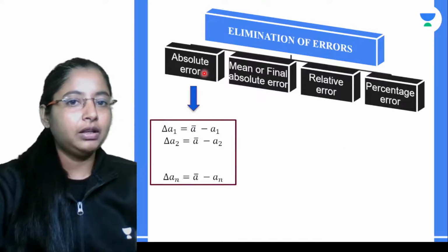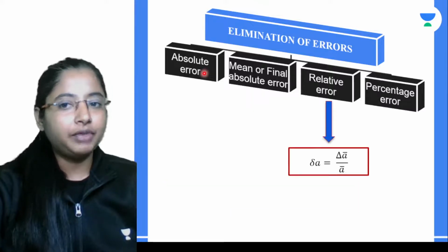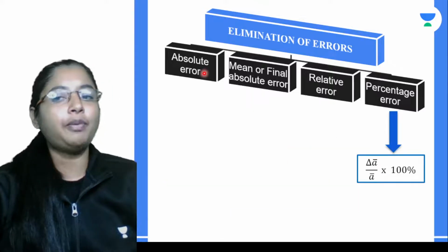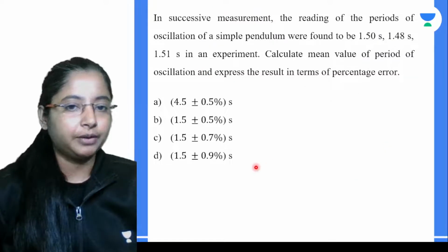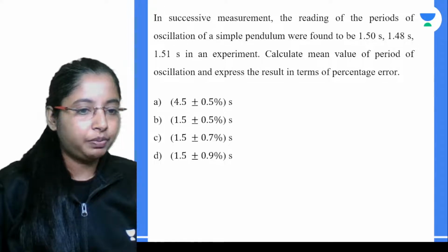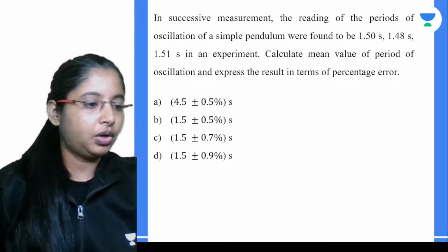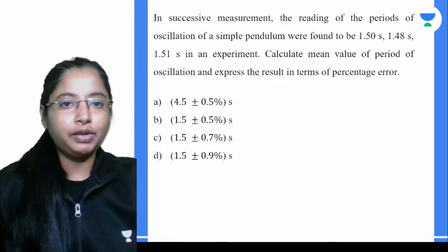After we find the mean, we have to find absolute error, then the mean or final absolute error, then find relative error and express it in terms of percentage error. These are all the steps we are going to follow. Now let me try to do part of it. The first value we'll try to find is the time period, so let me give these values names.